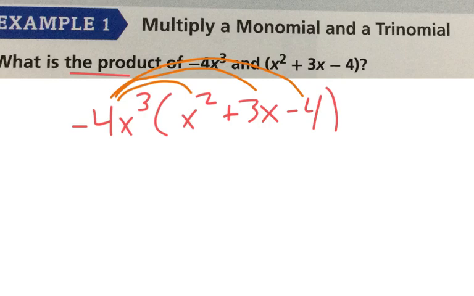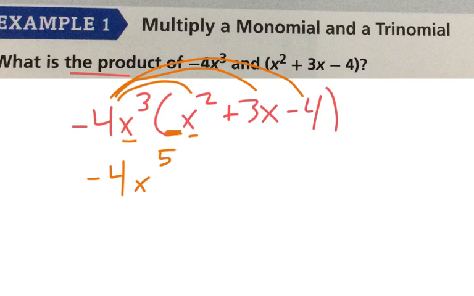So that's going to be what? Negative 4x cubed times x squared. Do you guys know what that is? Negative 4. So we multiply the coefficients. So what's negative 4 times 1? Negative 4. Okay, what's x to the third times x to the second? It's x to the fifth. When we multiply powers that have the same base, you keep the base the same and you add the exponents.